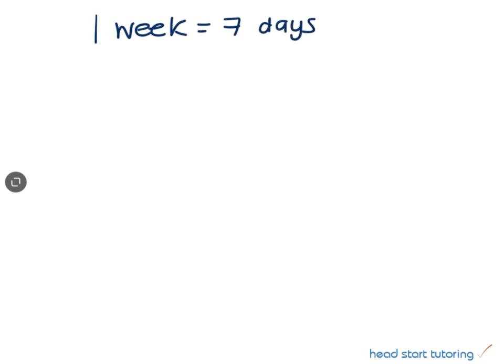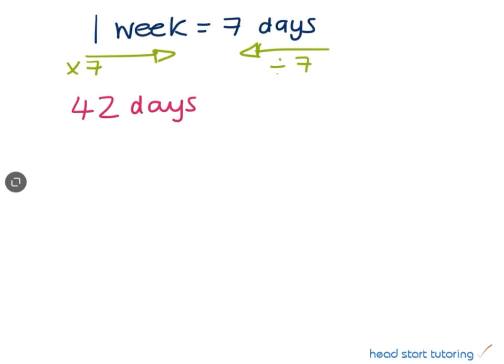One week is equal to 7 days. So when we are working from weeks to days, we multiply by 7. And when we are converting from days to weeks, we divide by 7. So if I would like to work out how many weeks there are in 42 days, I need to divide my 42 by 7 to get an answer of 6 weeks. So there are 6 weeks in 42 days.